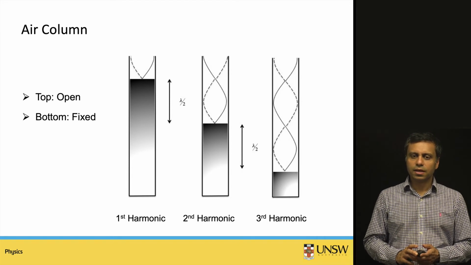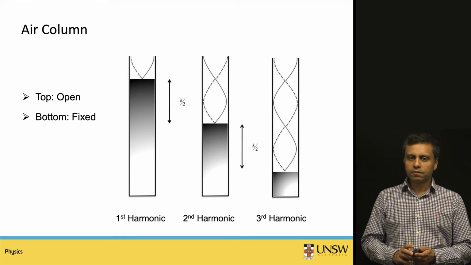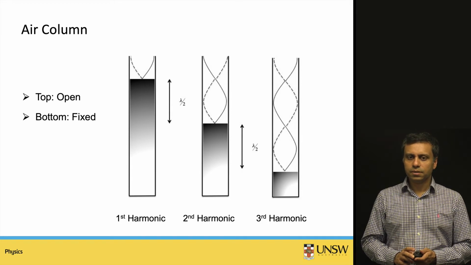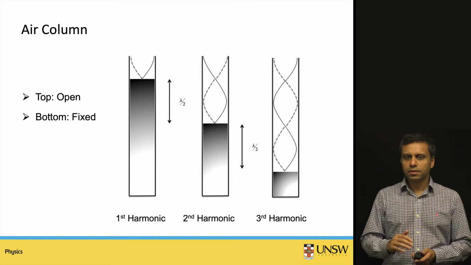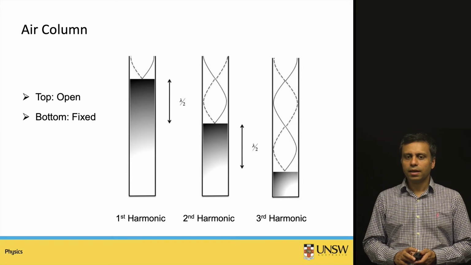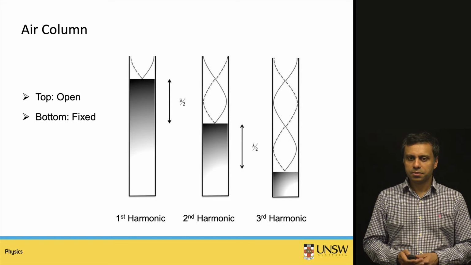So if you reduce the volume of the fluid, like if you put less fluid in this column or the tube, then you can observe higher harmonics of the system, as shown here.